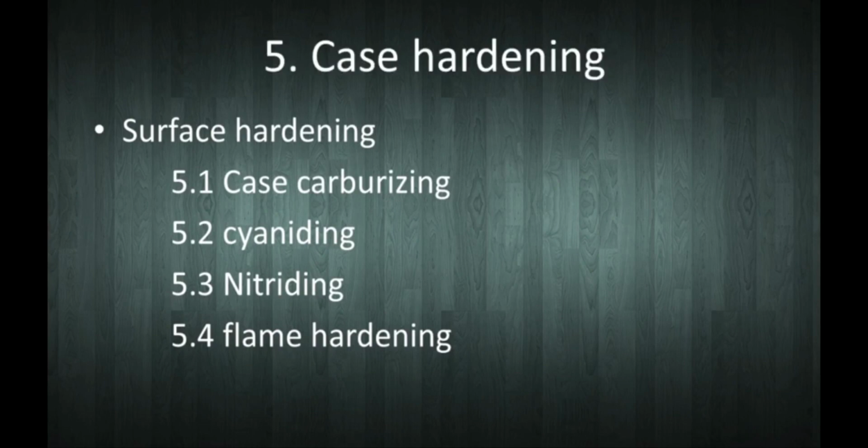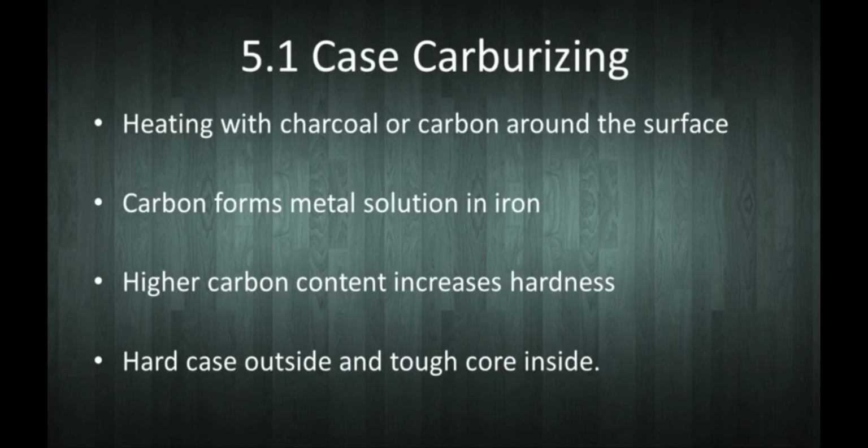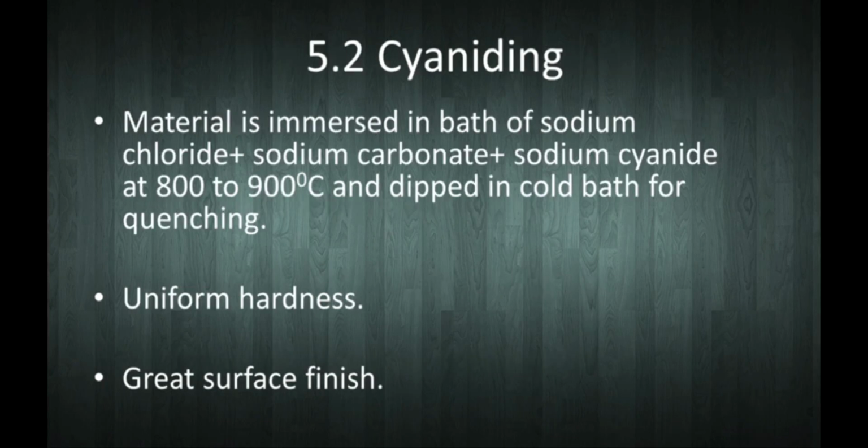Now we'll see case hardening. Case hardening is done to give surface hardening: case carburizing, cyaniding, nitriding and flame hardening. Case carburizing is heating with charcoal or carbon around the surface. Then carbon forms a metal solution in iron. Then the high carbon content increases hardness. Then there is a hard case outside and a tough core inside. These are the ways case carburizing is done to obtain such metals.